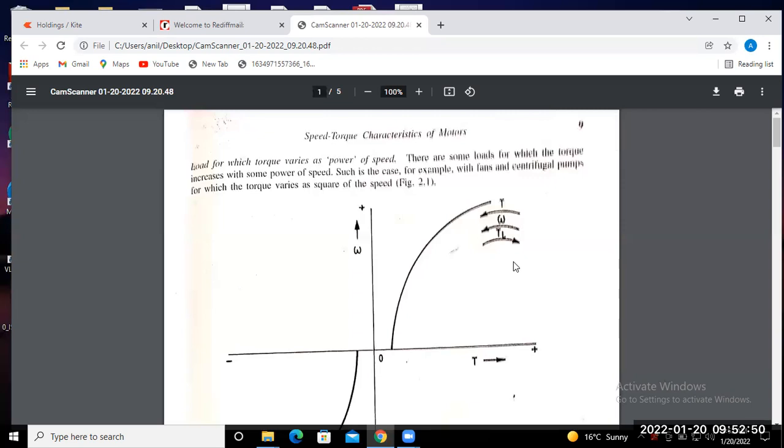So whatever the friction force or friction torque, it is always opposing the actual motion, is it not? Friction force is always in the opposite direction to the actual motion. So this is the basic concept. Friction is always acting in the opposite direction to the motion.